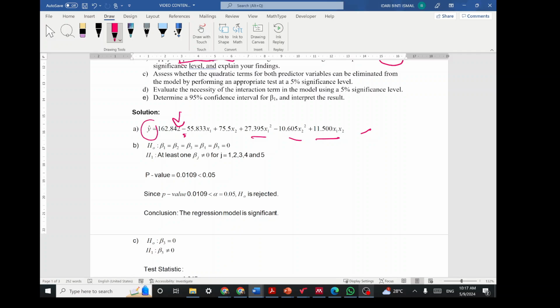But in this case, because it is less than 0.05, therefore we reject H null. So the conclusion is our regression model is significant. So the next question, to assess whether the quadratic terms for both predictor variables. So remember, we have two predictors, so each quadratic term for each predictor variable. Alright, and then by performing an appropriate test at a 5% significance level.